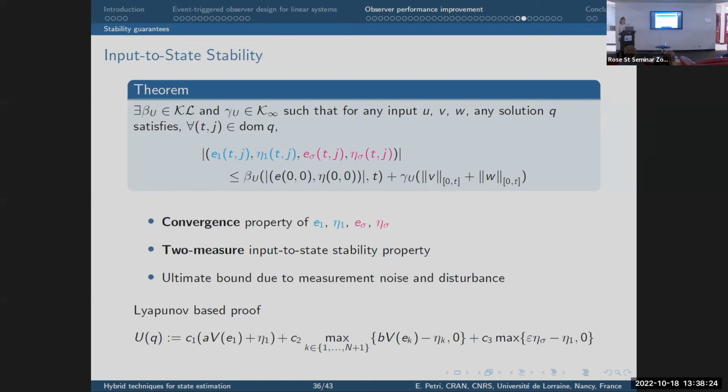And note that this is a two-measure input to state stability property. Indeed, the KL function depends on the initial condition of the state estimation error of all modes of the multi-observer, and also on all the monitoring variables. While on the left side of the inequality, we have the state estimation error of the nominal observer and the one of the proposed hybrid multi-observer scheme and their monitoring variables. And the proof of this theorem is based on a Lyapunov function that is given at the end of the slides for suitably selected design parameters C1, C2, and C3.